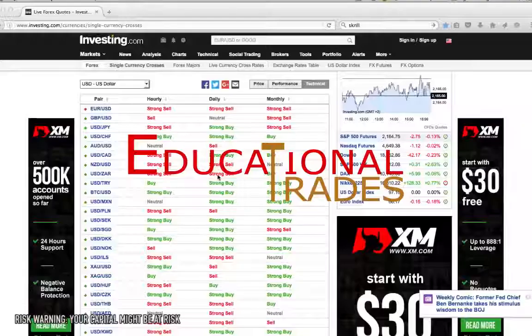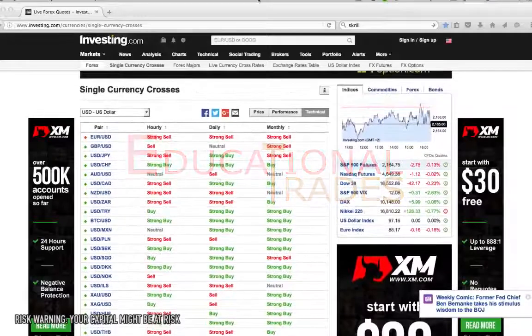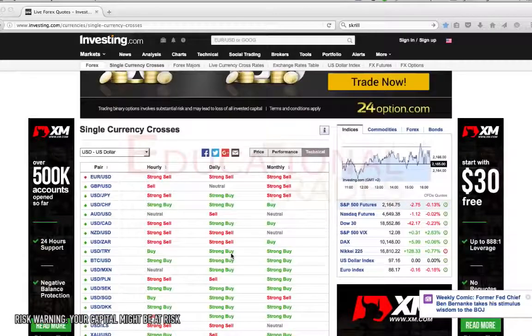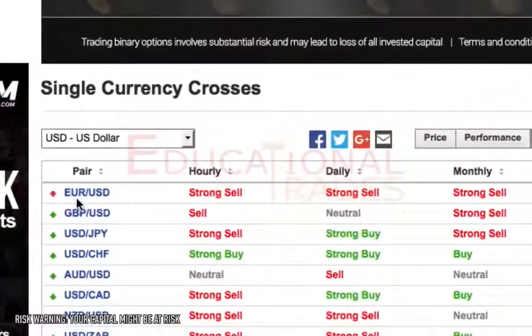Trust me. First of all, we need to check investing.com single currency crosses to choose our preferred asset. In this case, EUR/USD has a strong sell trend on all time frames. It means that we have more possibility to close our position positively, choosing a put direction.